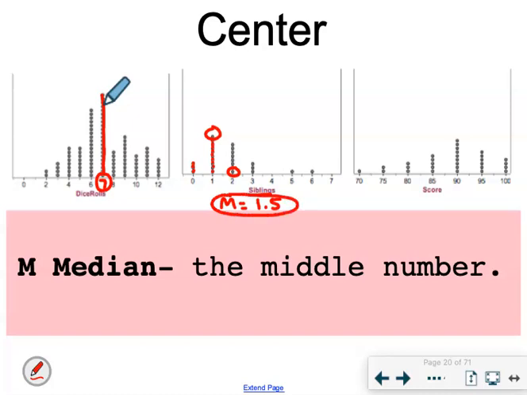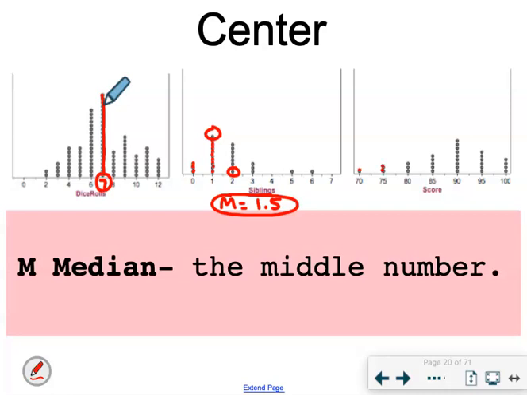Okay? Same thing with this one. We can count how many dots there are. 1, 2, 3, 4, 5, 6, 7, 8, 9, 10, 11, 12, 13, 14, 15, 16, 17, 18, 19, 20, 21, 22, 23, 24, 25, 26, 27, 28, 29. There's 30 there. So if you cut 30 in half, you find like the 15th dot and the 16th dot.